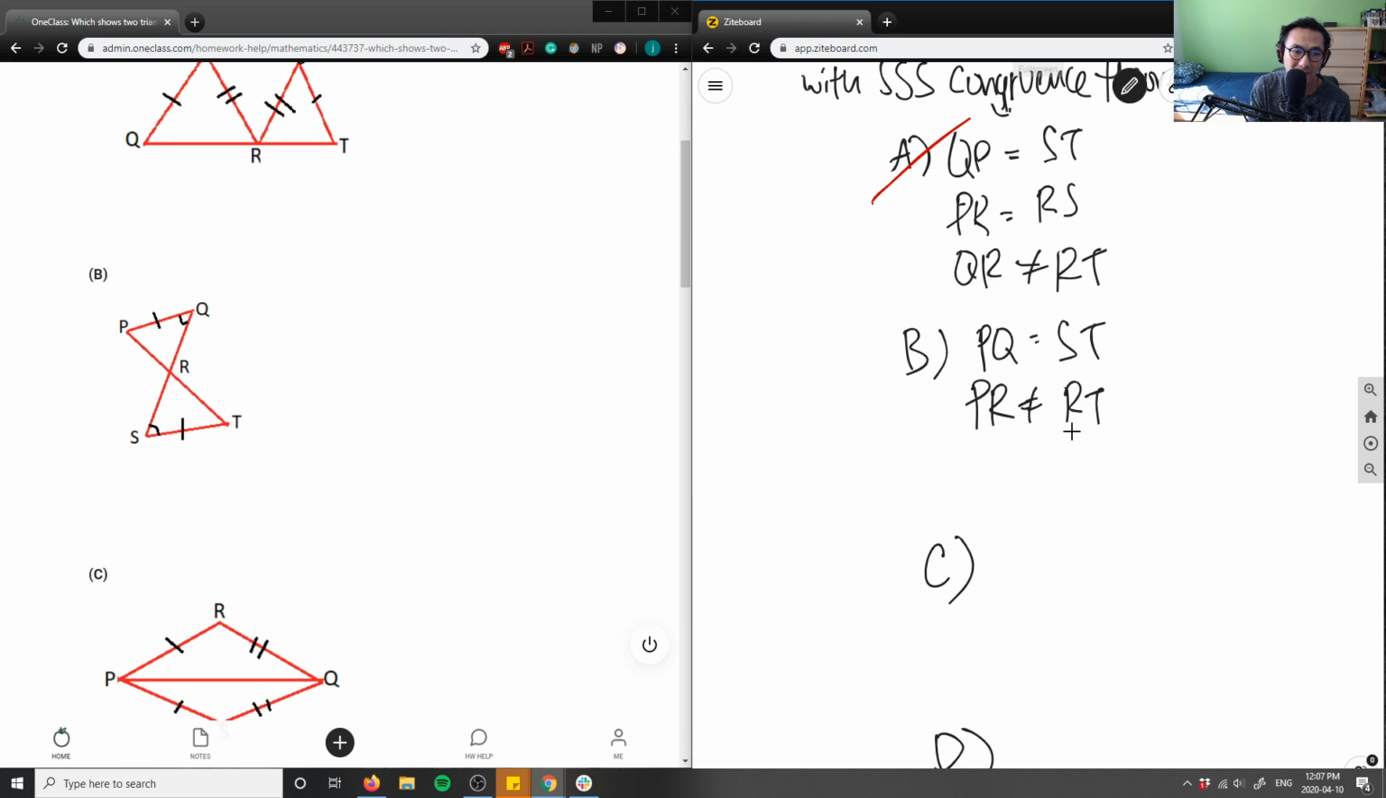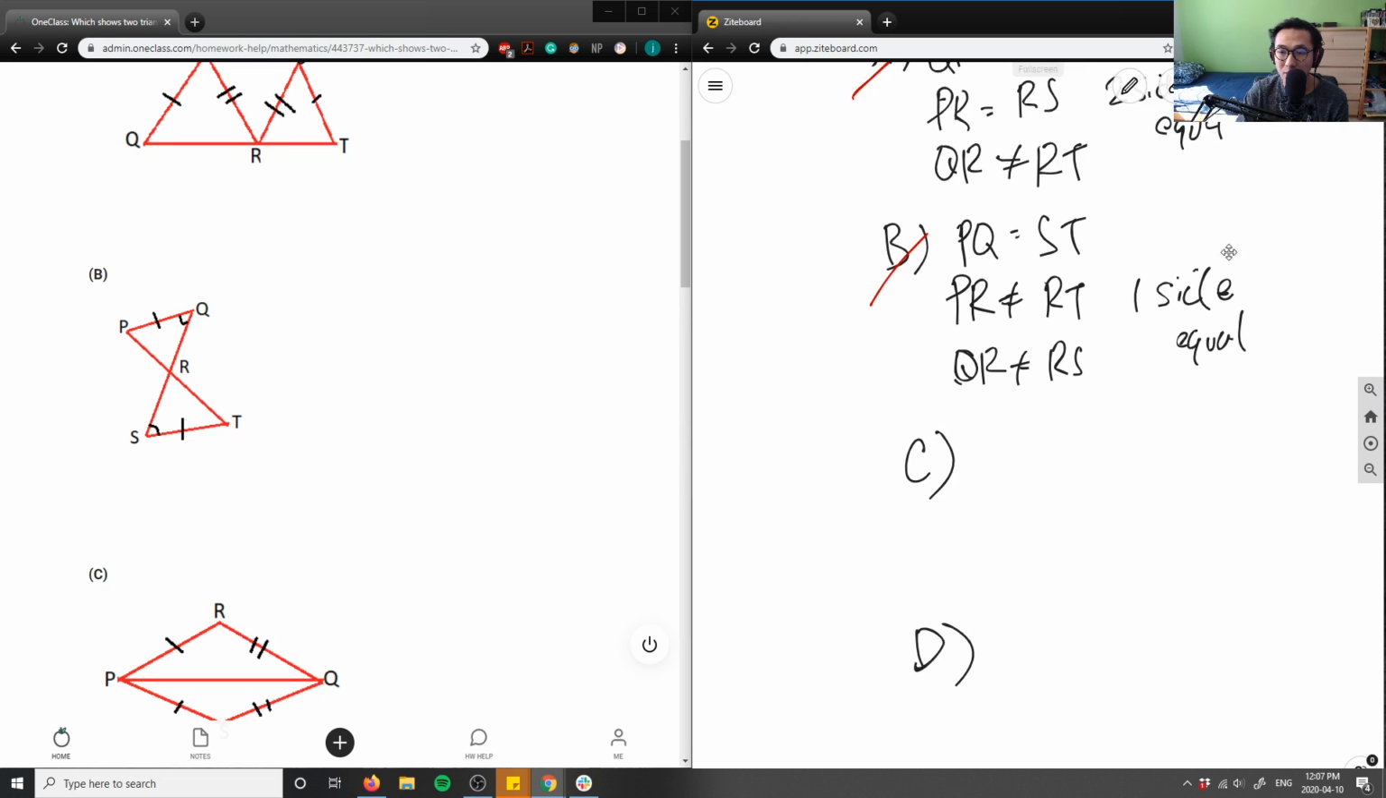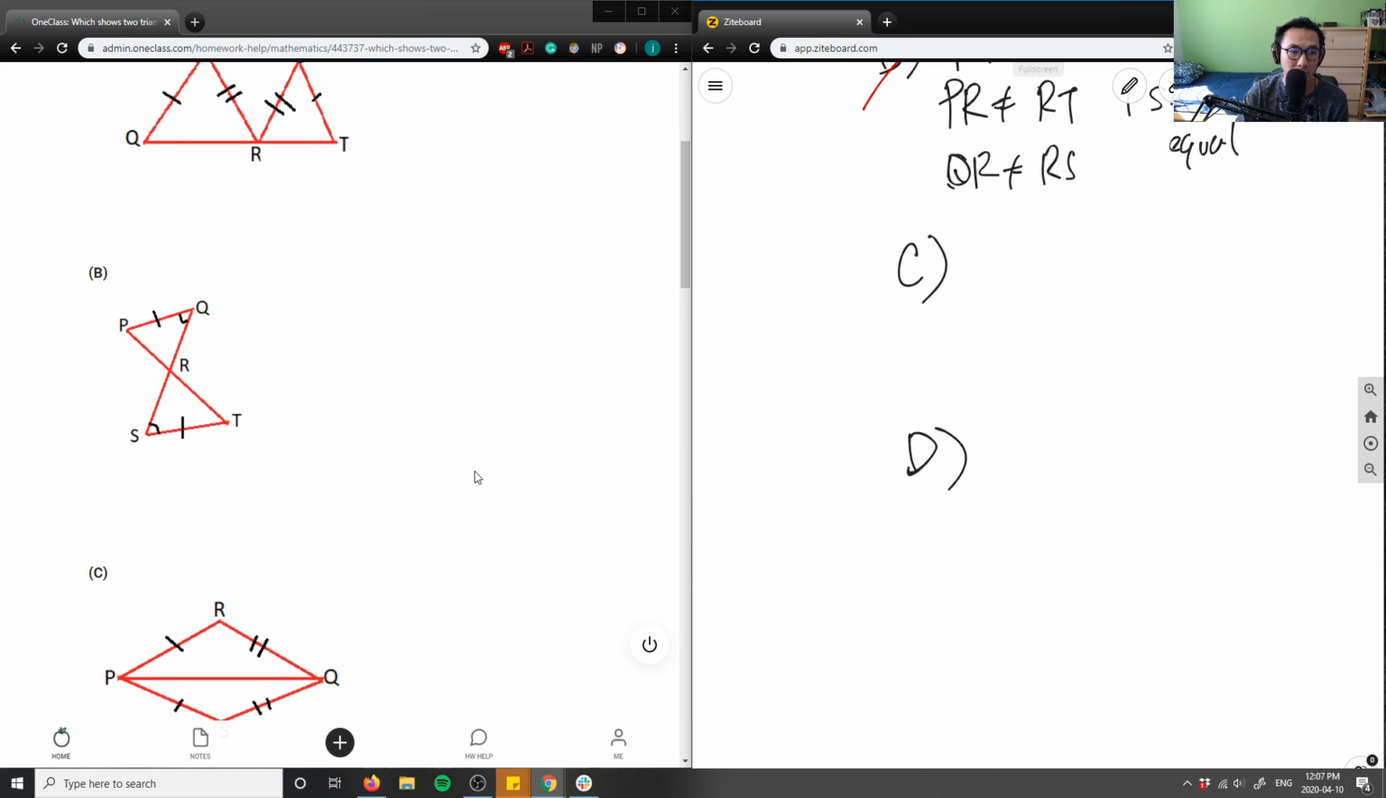And same with QR in this case, and RS, right? In this case, they're also not equal to each other based on that same reasoning. So they're not equal to each other, which means in this case, option B is also incorrect because I only have one side that's equal. In the previous case, I had two sides that were equal. In this case, I had one side that was equal. I need three sides, right? SSS is three sides for me to prove congruency.